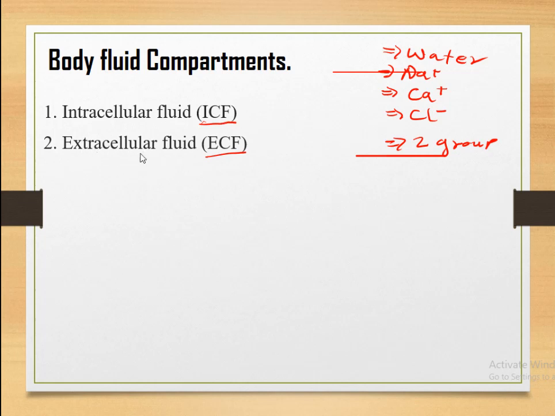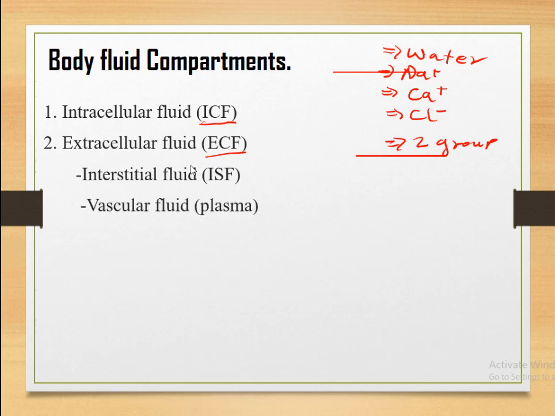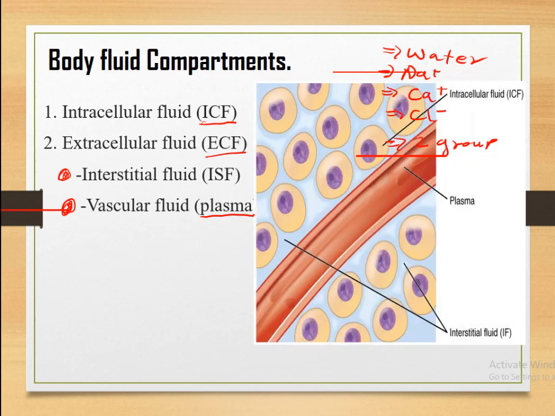The extracellular fluid is further divided into two groups. We have the interstitial fluid, and lastly we have the vascular fluid. The vascular fluid can also be said to be plasma. So we have the vascular fluid, which is plasma, and we have the interstitial fluid. Let me quickly give a diagram of what I've just explained.